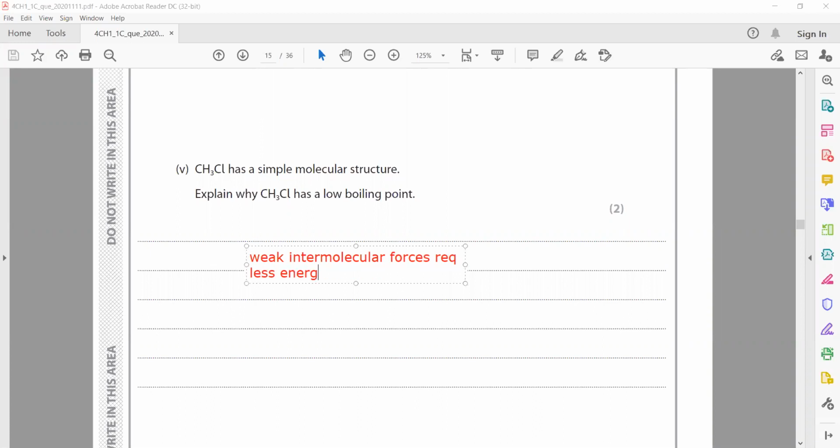Less energy to separate the molecules from each other. That's why it is having a low boiling point. Yeah, this is chloromethane, because one carbon is there. That's why it is chloromethane. If there was C3H7 and Cl, then it is chloropropane.